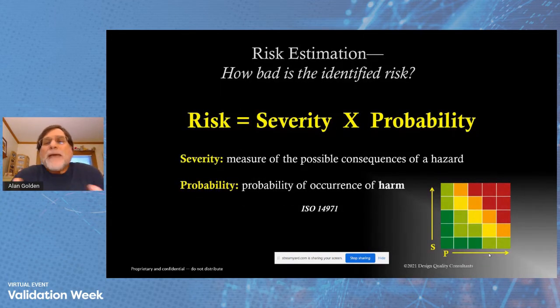So how bad is a risk, right? So risk is equal to the severity of the harm times the probability of that actually happening. So a severity is the measure of the possible consequences of a hazard. And taking a step back, who is that hazard to? It's to your customer or to the patient.